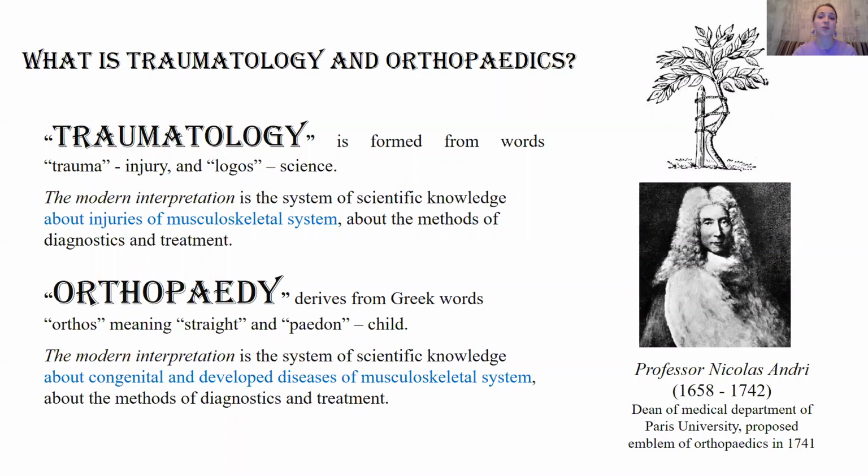So what is traumatology and orthopedics? Traumatology is formed from the words trauma, injury, and logos, science. The modern interpretation is the system of scientific knowledge about injuries of the musculoskeletal system, and about the methods of diagnostics and treatment. What does orthopedics mean? It derives from the Greek words orthos, meaning straight, and pedon, child. The modern interpretation is the system of scientific knowledge about congenital and developed diseases of the musculoskeletal system, and about the methods of diagnostics and treatment.